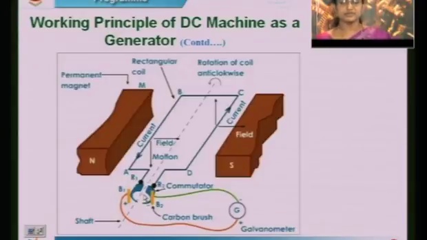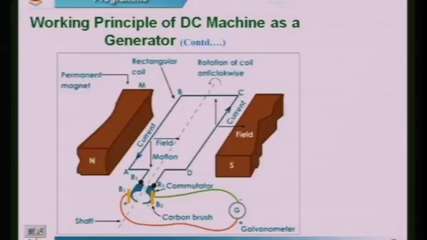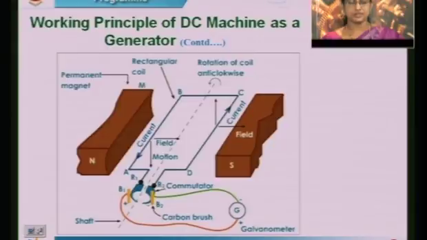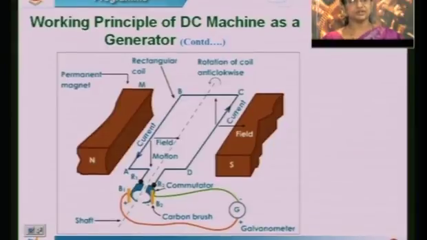For that we are using split rings and also brushes. So what will these split rings do? During 0 to 180 degree, the brushes are connected: brush B1 is fitted to the split ring R1, and brush B2 is fitted to the split ring R2. This commutator is used to convert the AC into DC. It is similar to rectification.